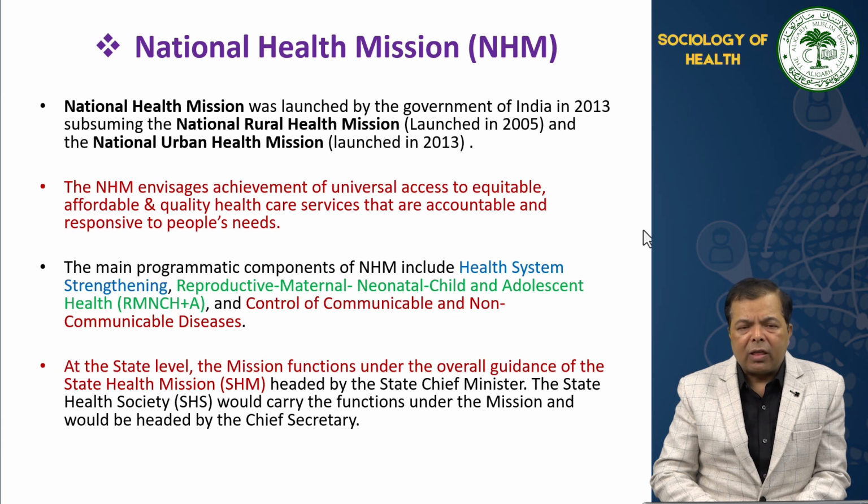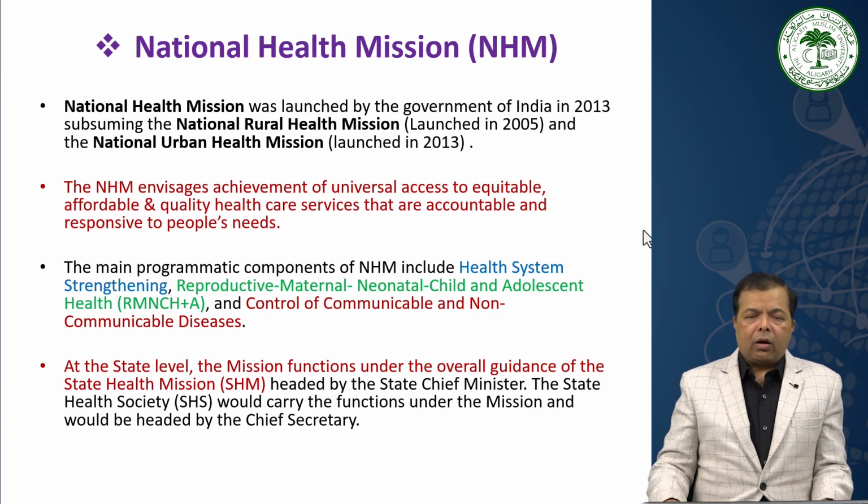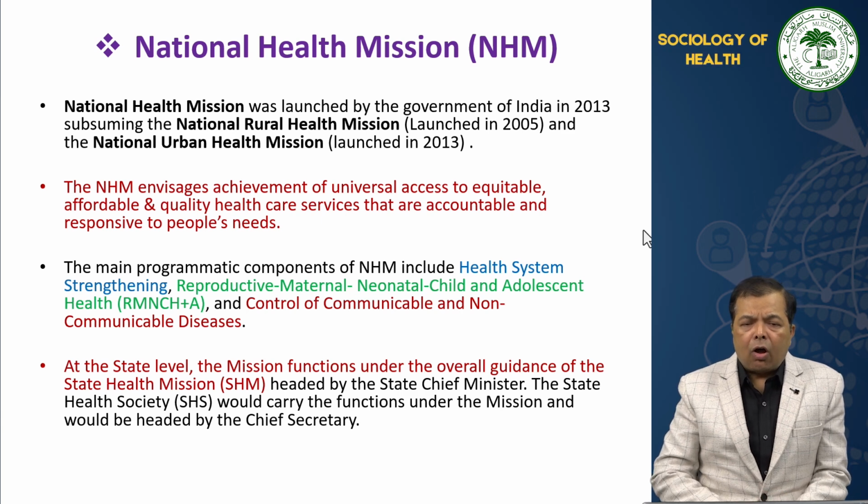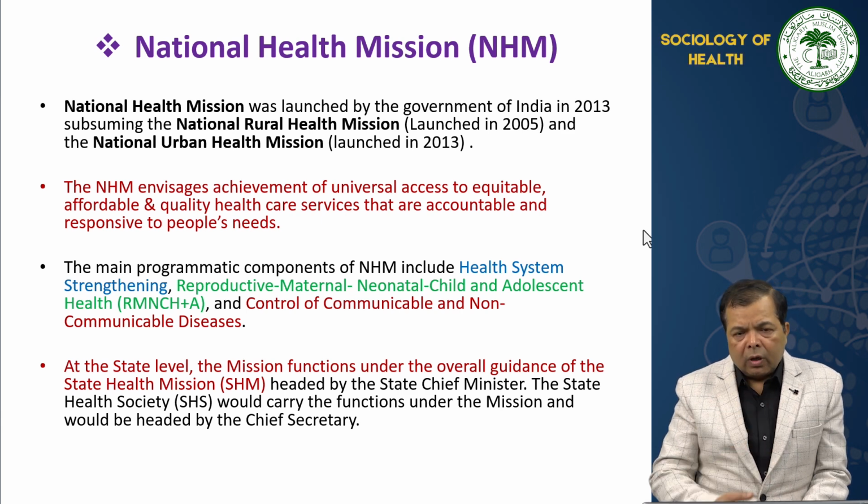Now, the National Health Mission envisages achievement of universal access to equitable, affordable, and quality healthcare service that are accountable and responsive to people's needs. So, there are all great things stated here. The main programmatic component of National Health Mission include, so basically when you talk about National Health Mission, that means there are three core domains.